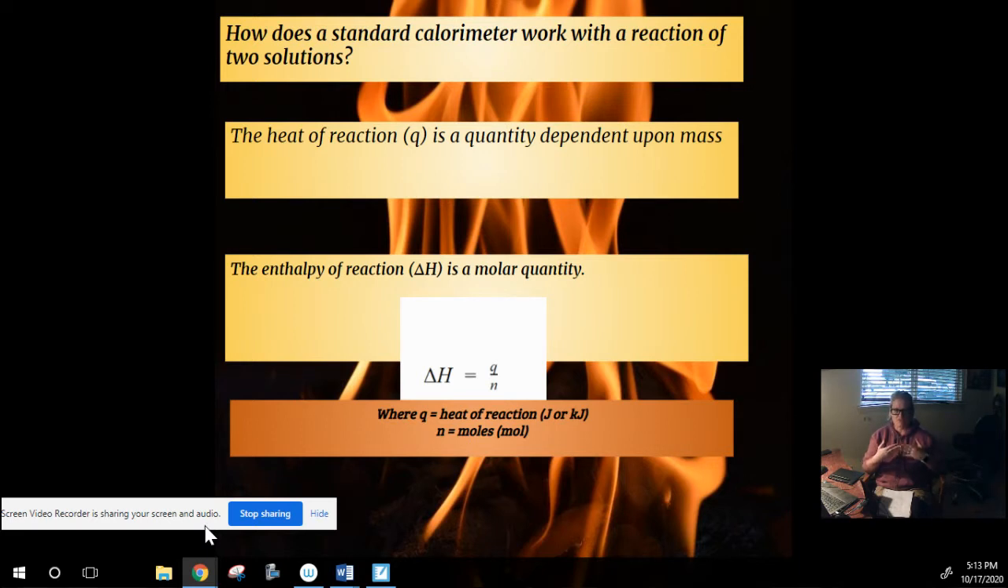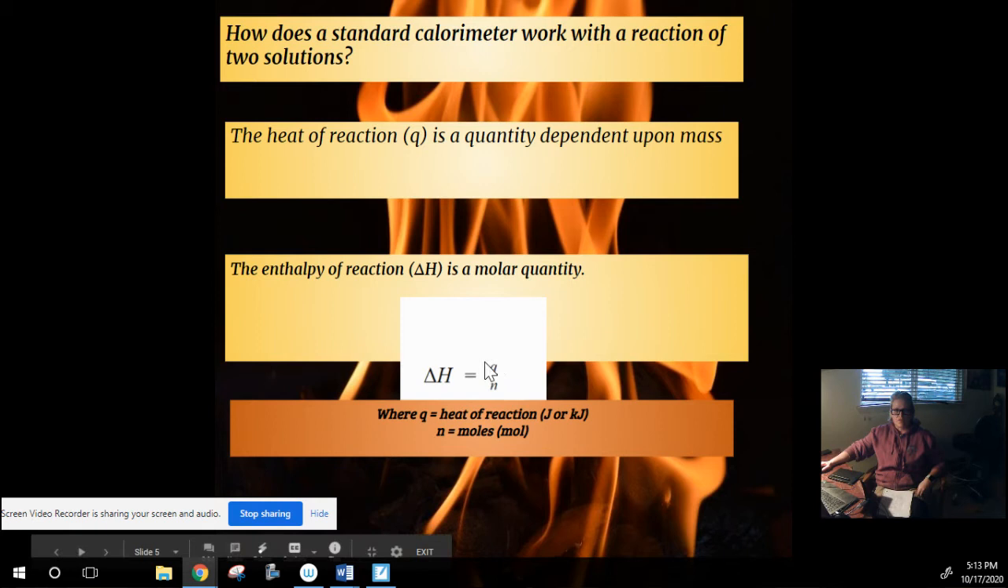And so the change in enthalpy, or the change in heat in a system, is going to be the amount of heat of the reaction divided by the number of moles present when the reaction occurred. So I'm going to give you a moment to pause and write that small equation down. And then I'm going to show you how this works.